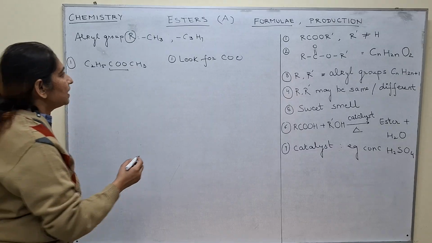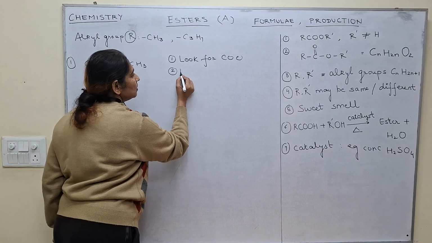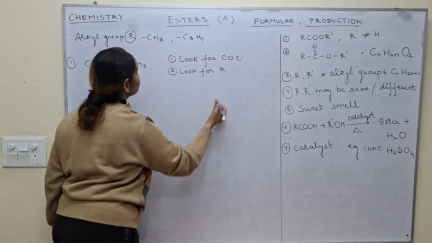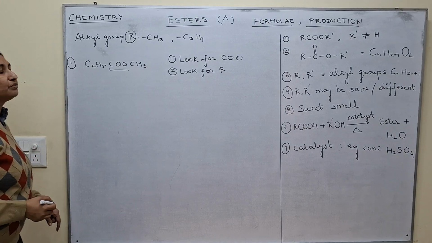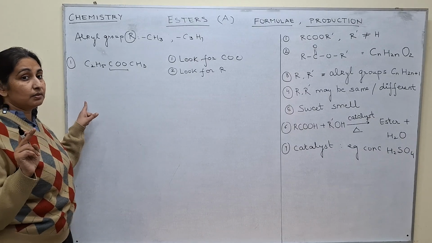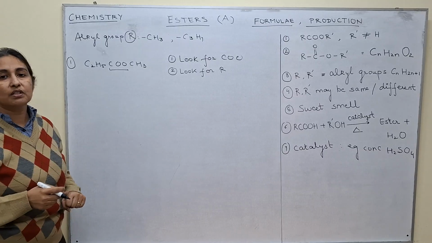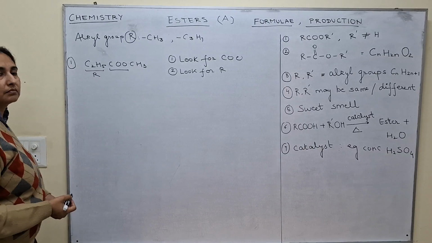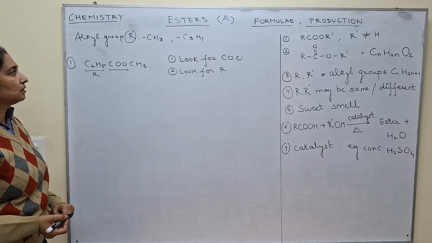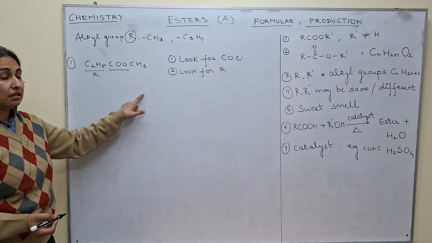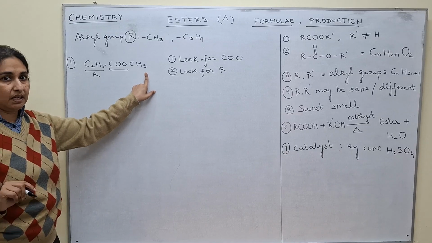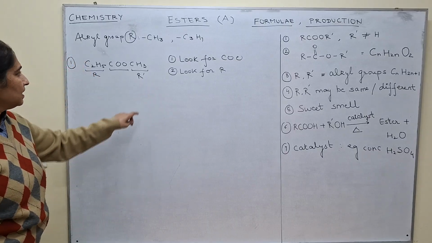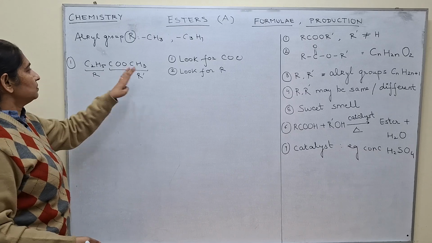The second thing is look for alkyl groups. What is this? C2H5. Alkane क्या होता है? C2H6. Now it has one hydrogen less. That means it becomes an alkyl group. What is this? CH3. This is methyl. Methane में से एक हाइड्रोजन कम कर दिया. So this is also another alkyl. That's why I'm writing dash. There's one alkyl, there's another alkyl.